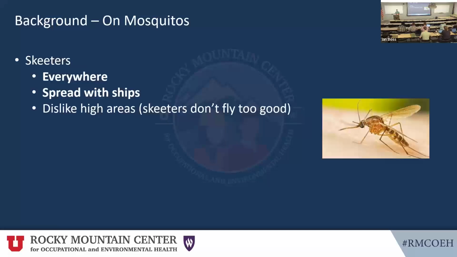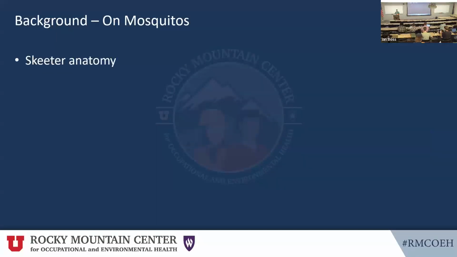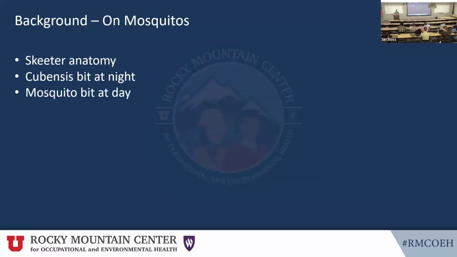Mosquitoes dislike high areas, so if you're camping, he thinks that you should sleep in a tree and get fewer mosquito bites. I'm not sure how true that is. He notes that mosquitoes have been around since forever. He observed two types of mosquitoes in Havana, the cubensis and the other mosquito. More background, he goes over some anatomy. He notes the cubensis mosquito bites only at night, while the other mosquito bites by day.